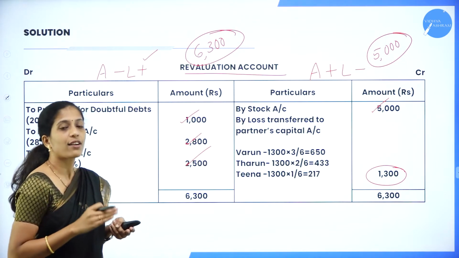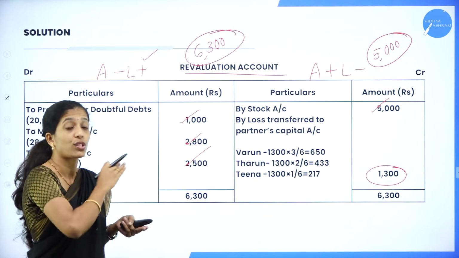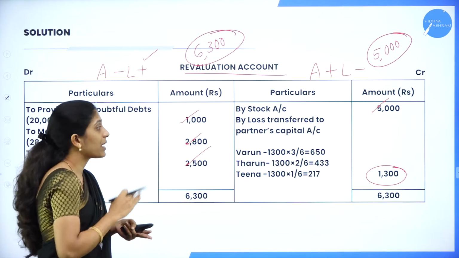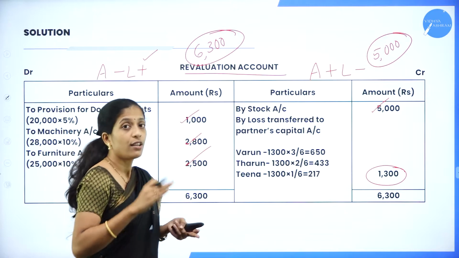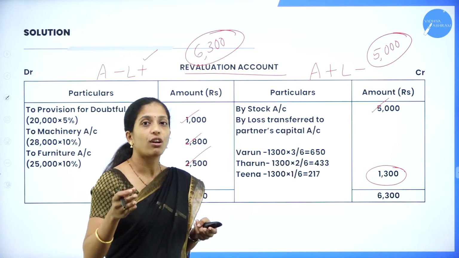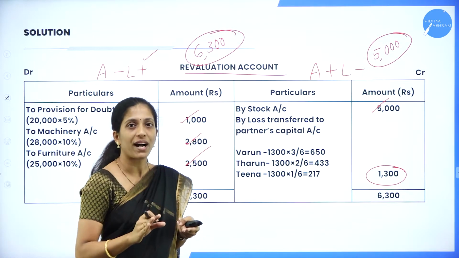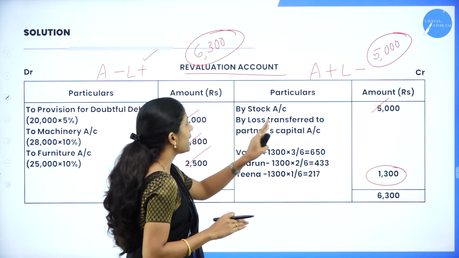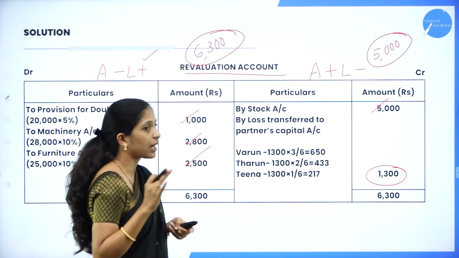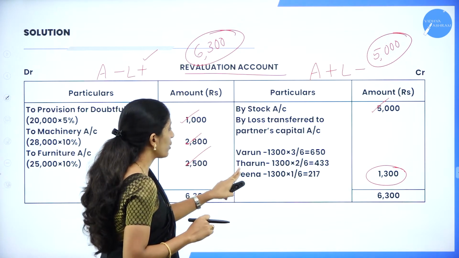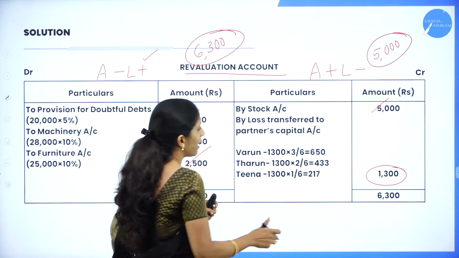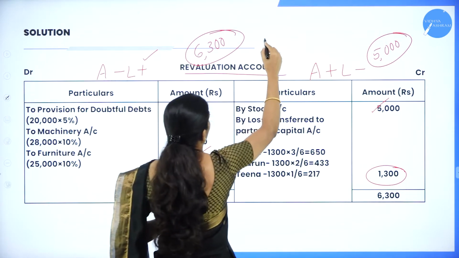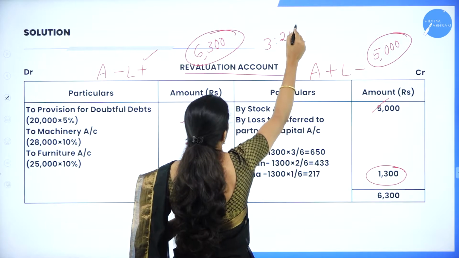So, till now we had solved a problem where credit side was more than debit side and it is revaluation profit, but here it is revaluation loss. So, whether it is profit or loss, we have to distribute to all the partners in their profit sharing ratio. Now, how to write? By loss transferred to partners capital account. Now, who are the partners? Varun, Tarun and Tina. What is the loss? 1300.